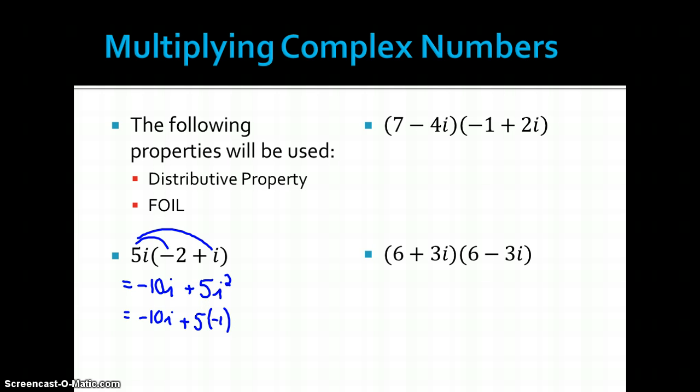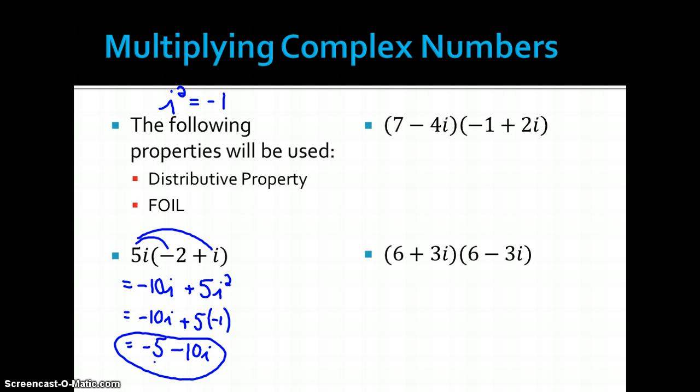And we simplify this. I'm going to write the real part first. -5 plus, minus 10i. 5 times -1 is where the -5 comes from, and then minus 10i. That would be the simplification for that particular problem. Just the distributive property, and then we have to recall that i squared equals -1. Remember, i squared equals -1.